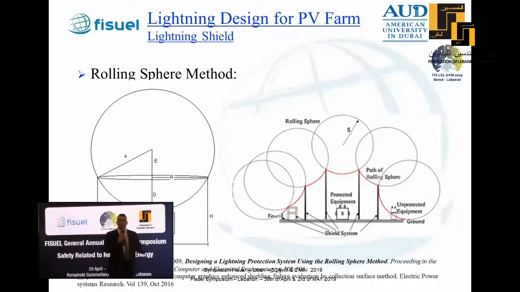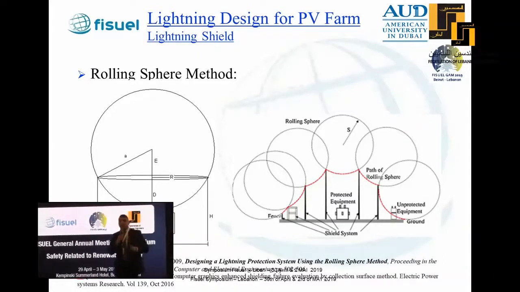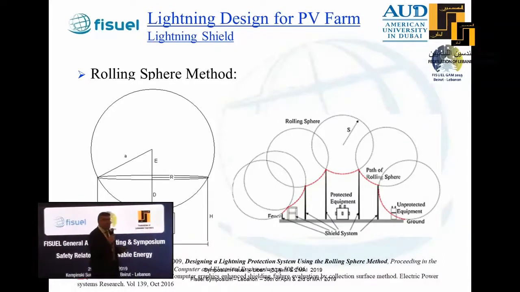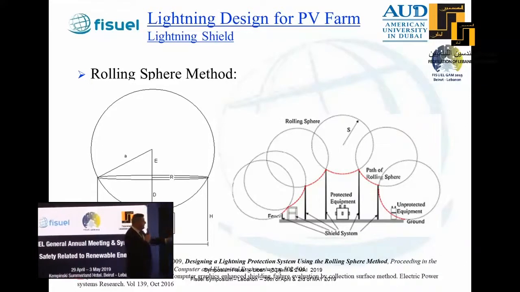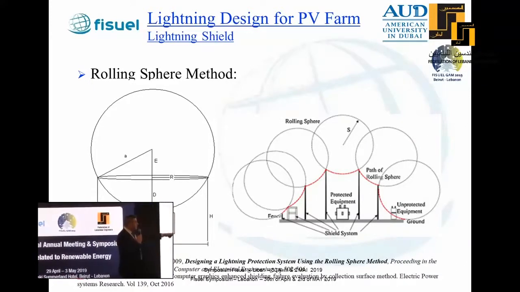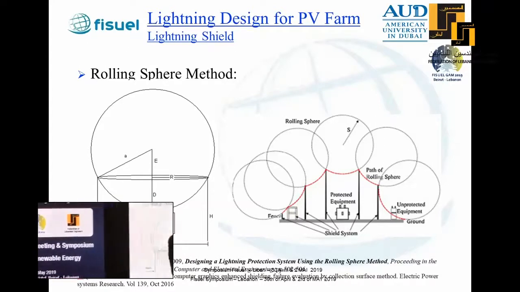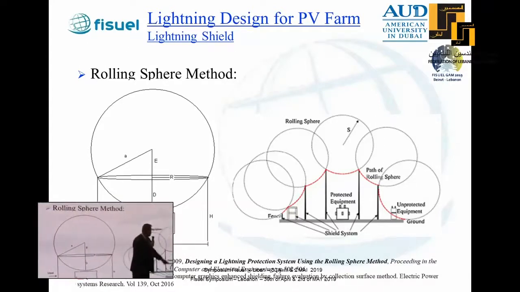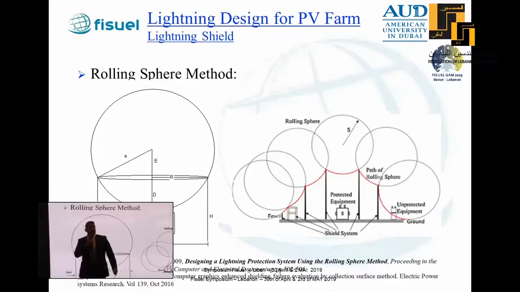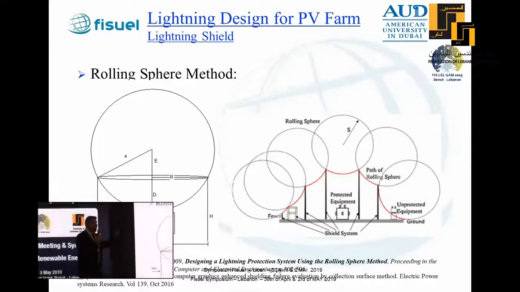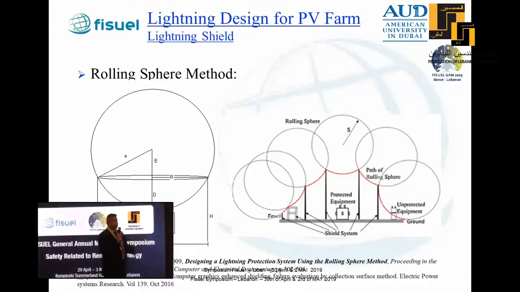Now, what's a rolling sphere lightning shield? The idea behind the design is to establish a structure such that if you have a lightning strike with a strike distance of S, which forms a sphere of radius S, and you roll the sphere, the protected items will not be touched, will not be exposed to the lightning sphere. As you can see from this figure, you will have this equipment on your right hand side. It's not protected because it has a probability, a percentage, of intercepting a lightning.